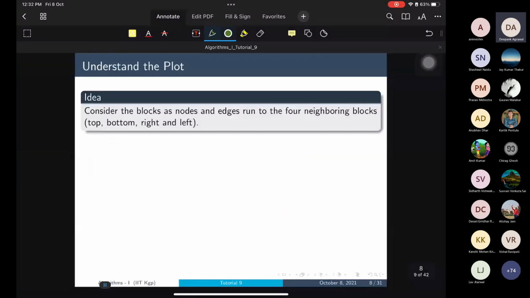So let's model this problem as a graph problem. Suppose you have this cell, and the cell is i comma j. It is said that you can move to the adjacent cells, that is, in these 4 directions only. So the coordinate for this particular cell will be i comma j plus 1, right? And for this it will be i comma j minus 1.